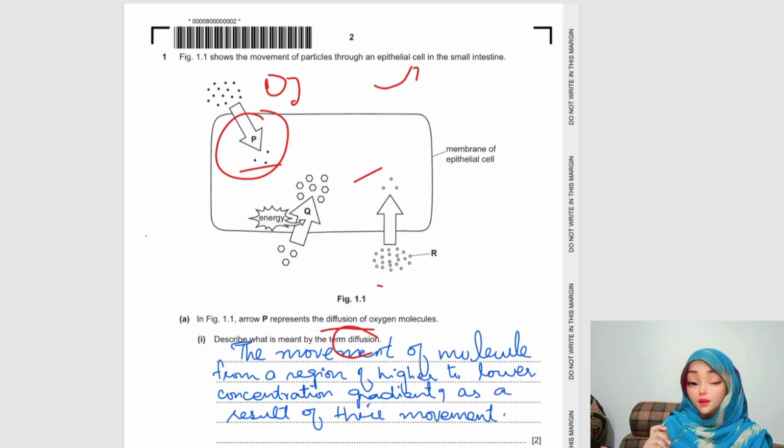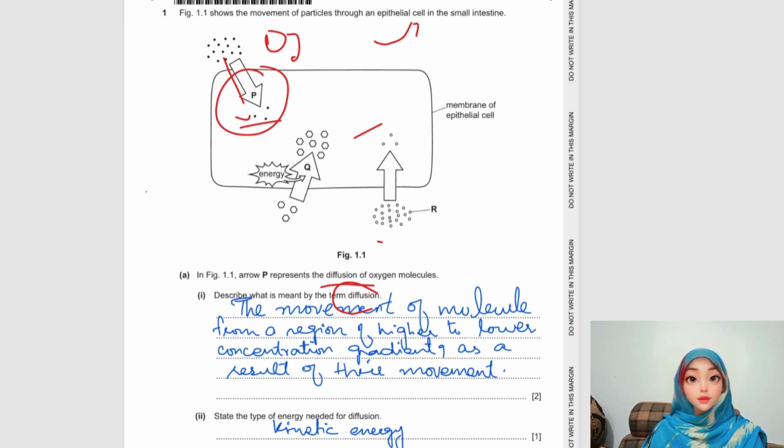Here you may observe the particles are moving from a high concentration to a lower concentration. That means in diffusion the particles move from an area of higher concentration to an area of lower concentration, down the concentration gradient, as a result of random movement, because in diffusion the particles are moving randomly. All right, okay.